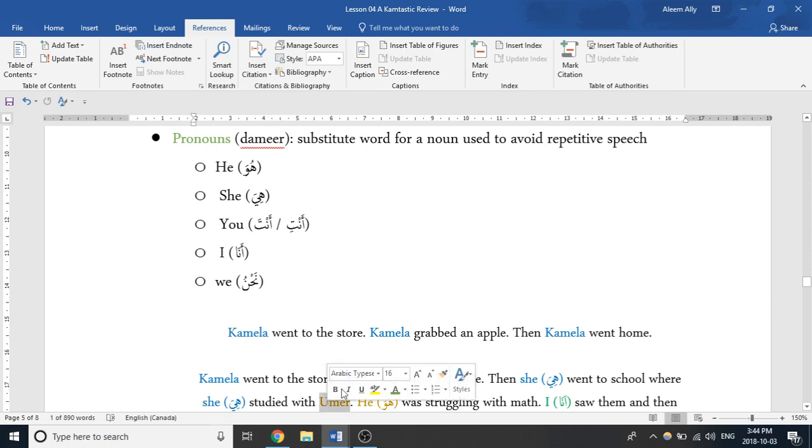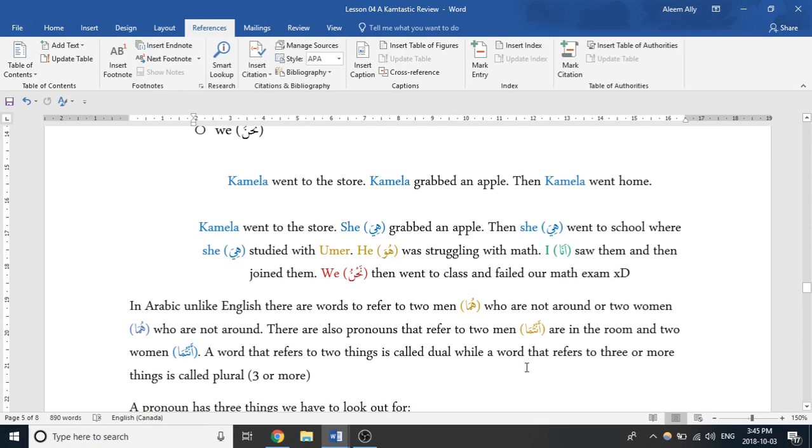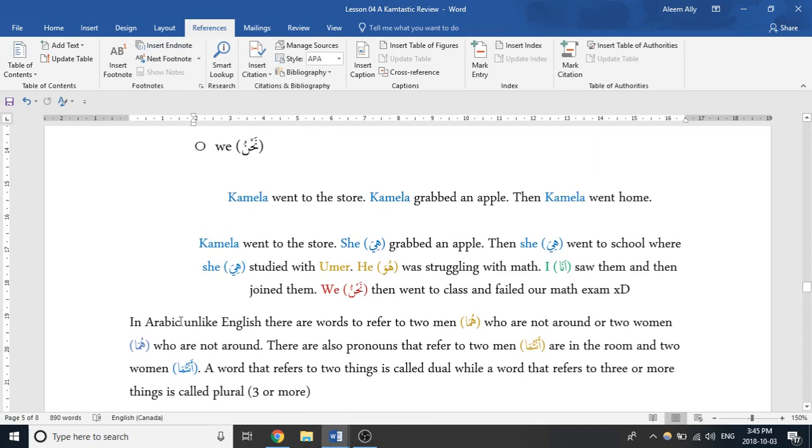And one thing that you have to keep in mind is that when something is introduced into a sentence, then you can begin referring to it with a pronoun. Right? That's just a tidbit. So he, huwa, was struggling with math. I, ana, saw them and then joined them. We, nahnu, then went to class and failed our math exam. Yeah, that probably happened. For me at least. So to keep in mind, in Arabic, unlike English, there are words to refer to two men.